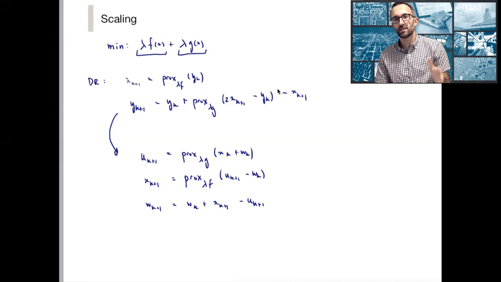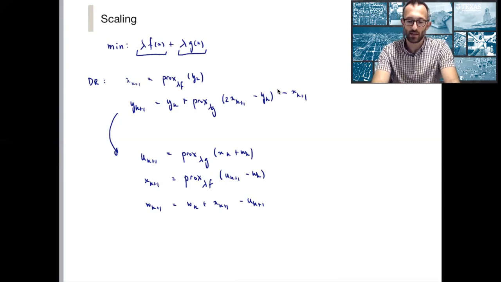Where we're going next is we're going to see some examples of Douglas-Rachford, and then we're going to look at what Douglas-Rachford looks like in the dual. We'll pick this up next time.